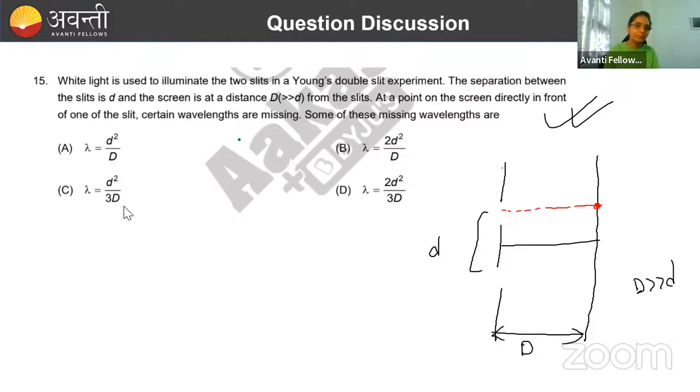Missing wavelengths means, like in the YDSE experiment, I have told you, or your teachers must have taught you, that at some point you will get maxima, and at some point you will get what? Minima. Minima means dark points.